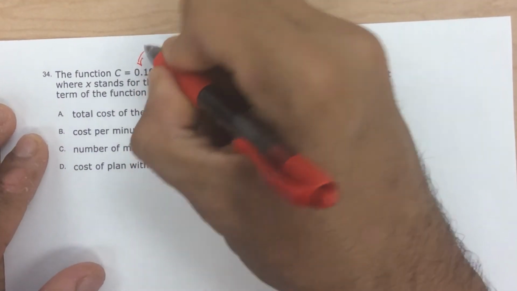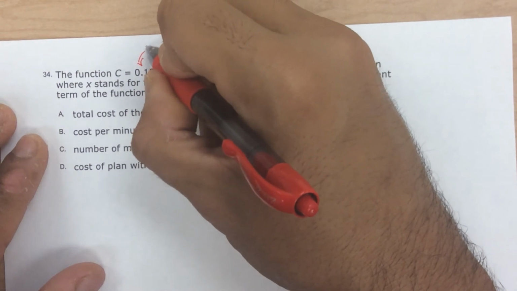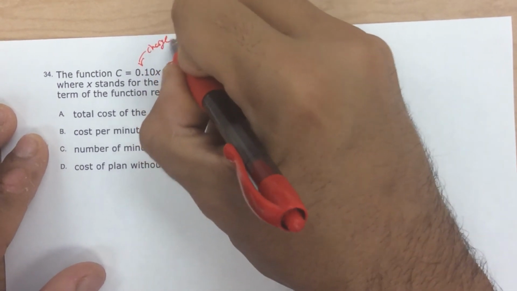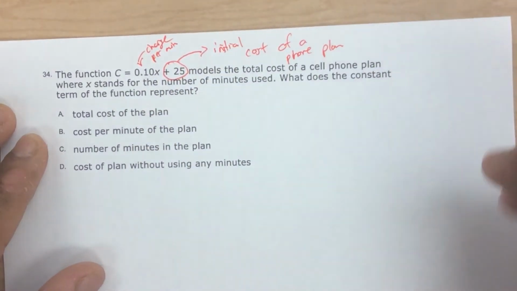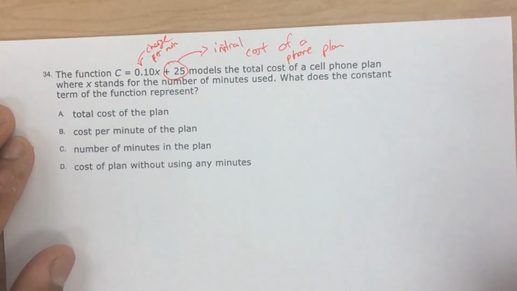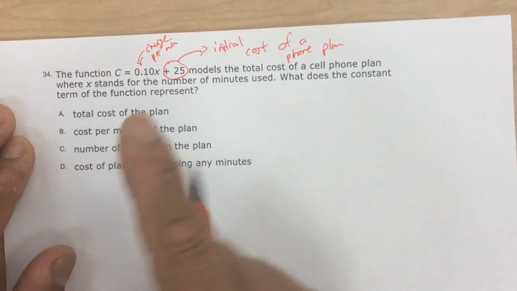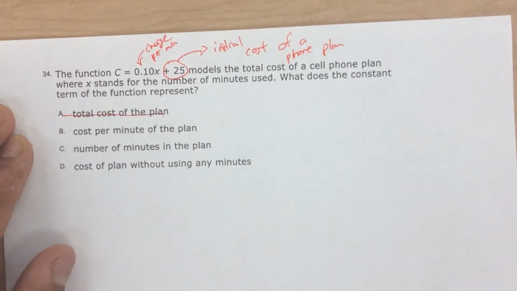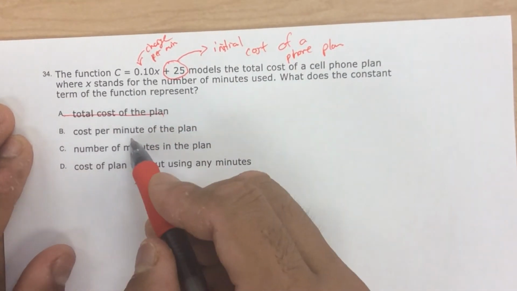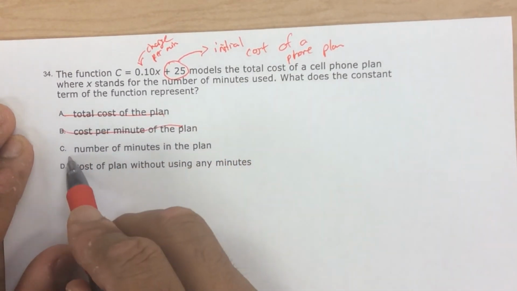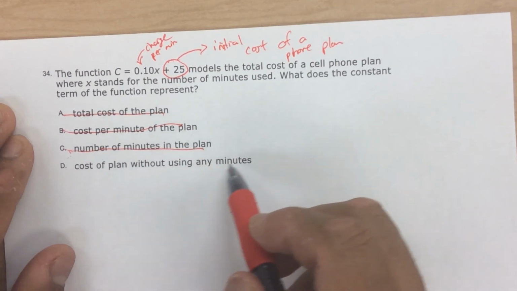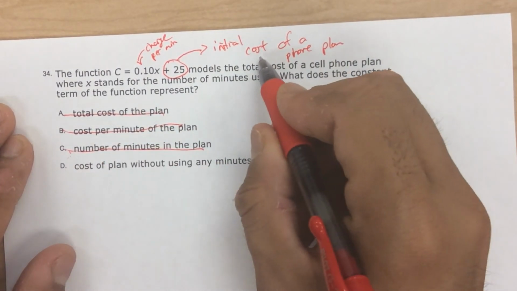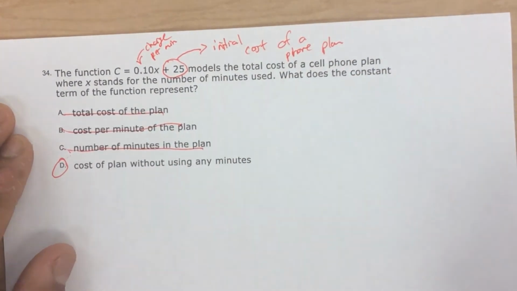And then the 0.10 is how much they charge per minute. Okay? So, which one makes sense? The total cost? Nope, that's not what it is. We're just looking at the cost per minute. Nope, we're not talking about the slope. The number of minutes? Nope, we're not talking about the x. The cost of plan without using any minutes? Yes, the cost of the plan is the cost of a phone plan. So the answer is D.